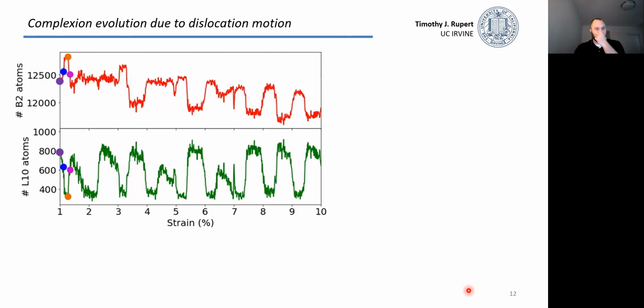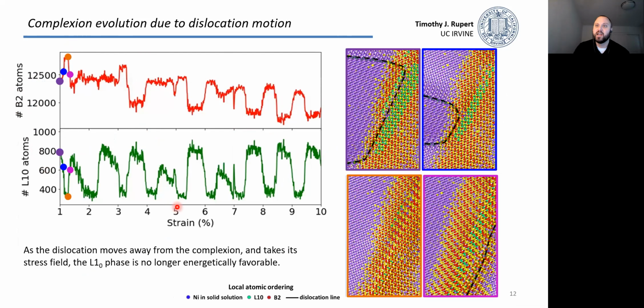Now, finally, we see that if we look at the sample, we get some undulations in the amount of B2 and L10 atoms in the structure. And that's just representative that as this dislocation moves away from that linear complexion, those L10, those green atoms, transform back to a B2 structure. So the structure of that complexion and the dislocation itself are related.